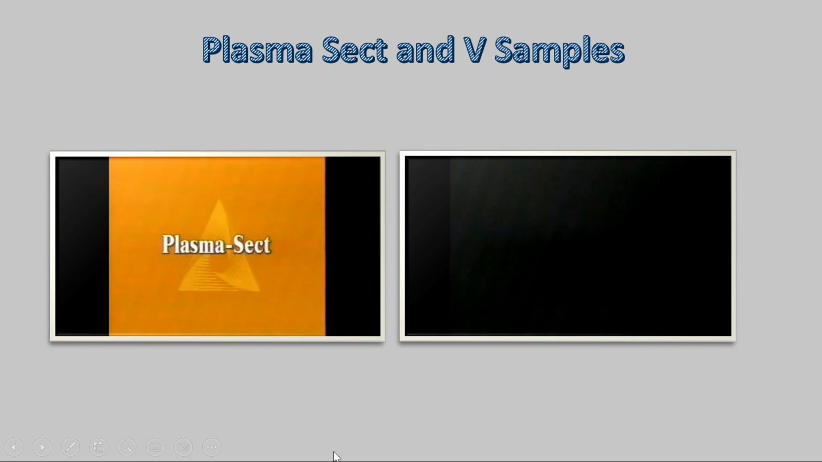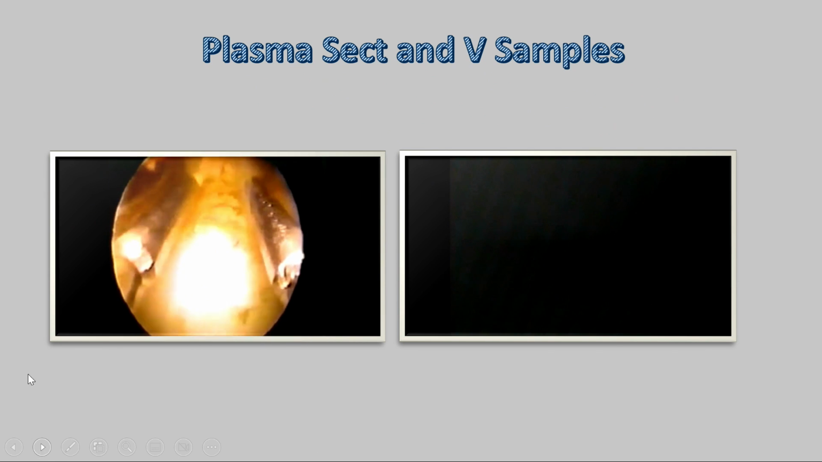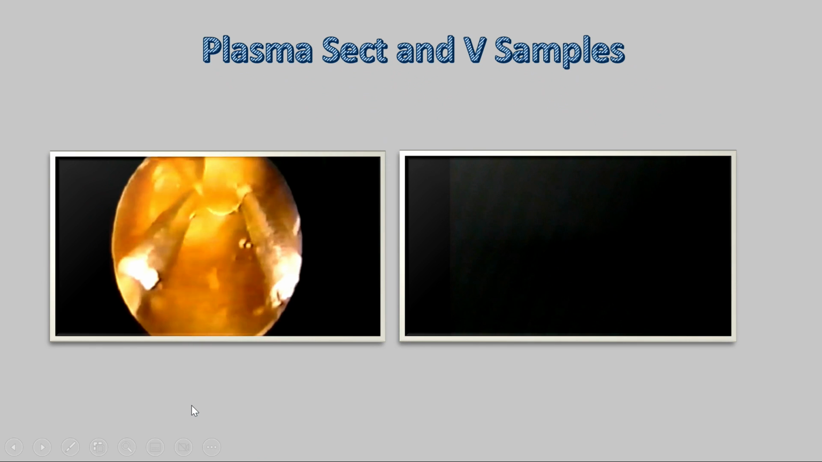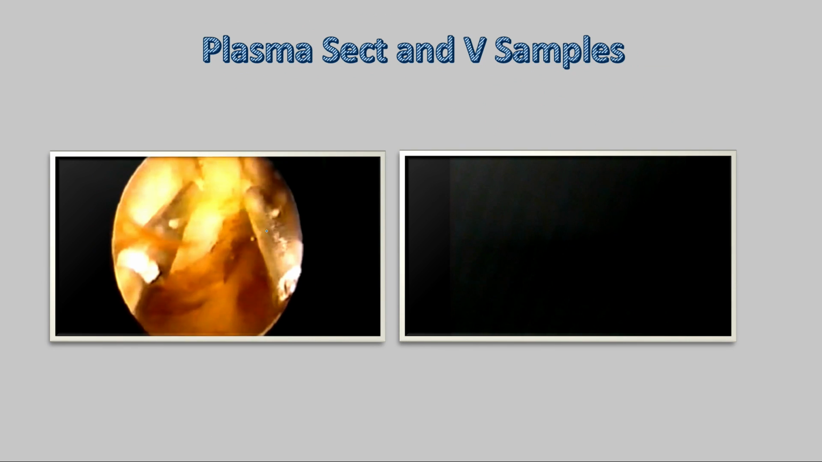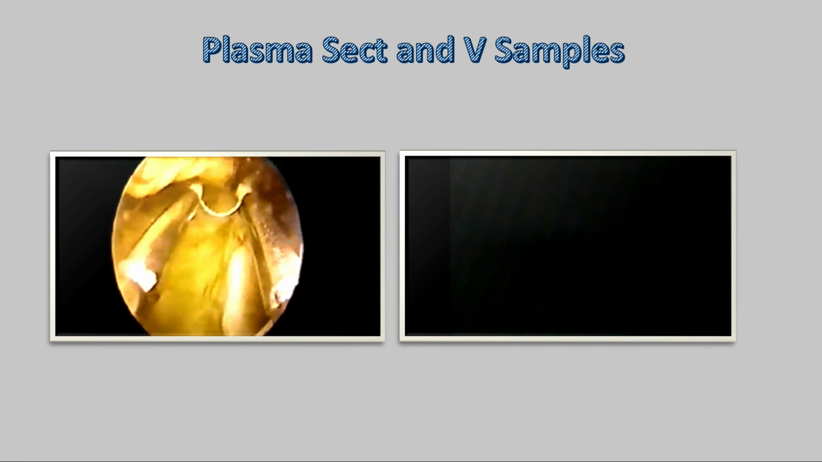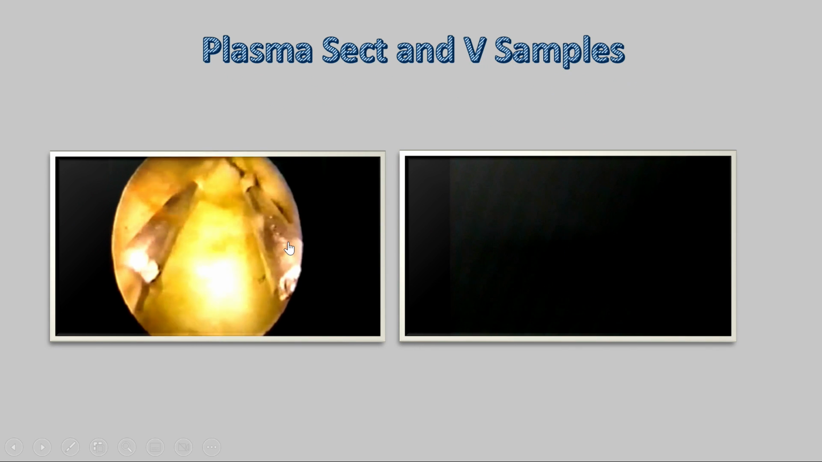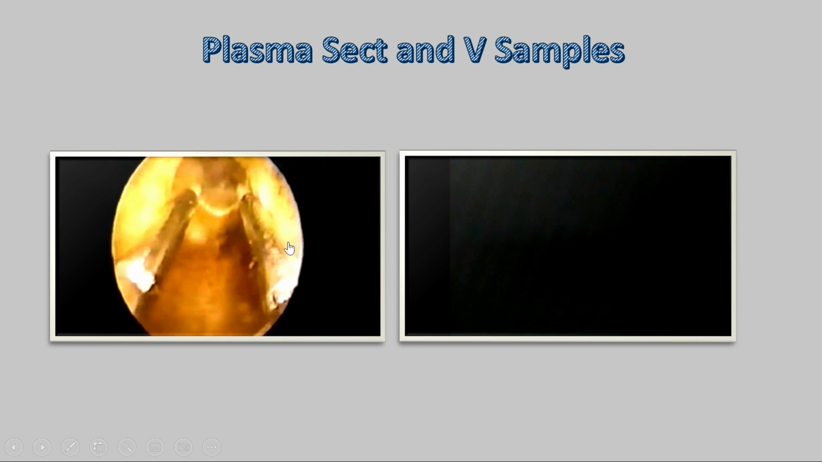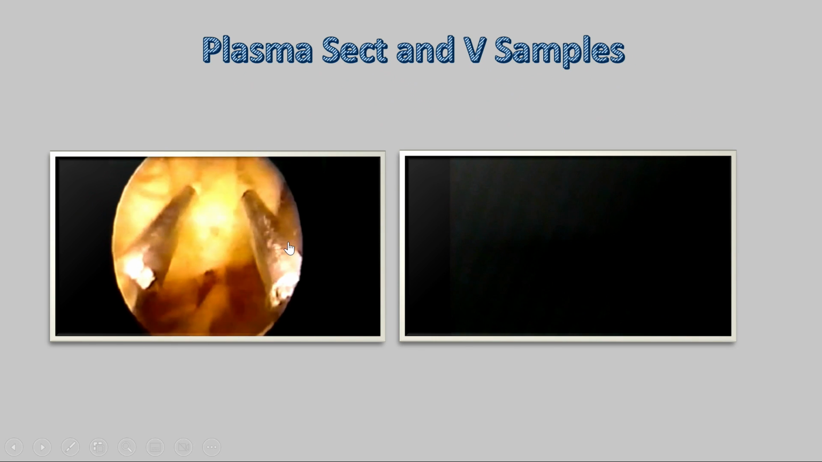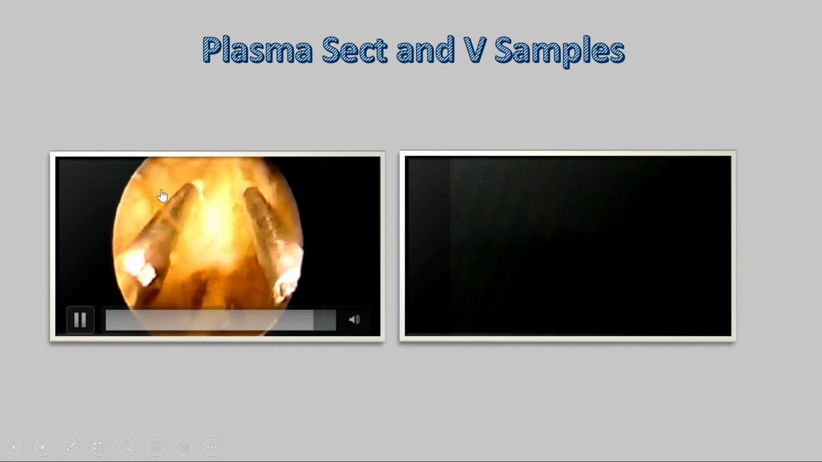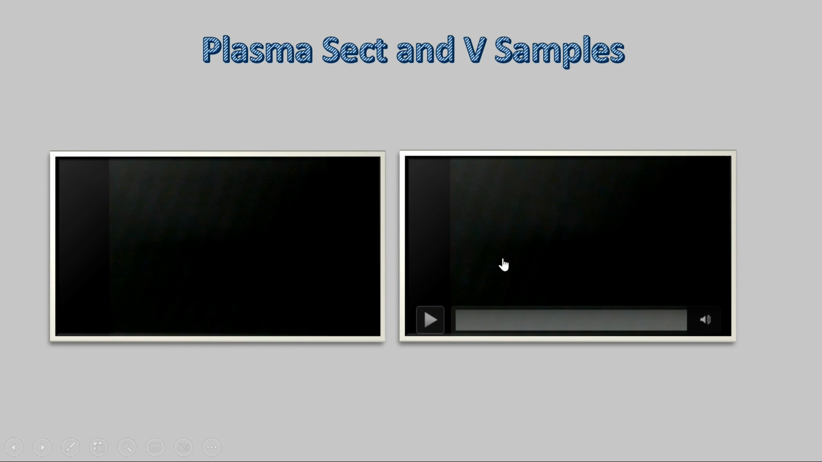Now, there are a few bipolar high frequency generators available, called Plasmasect and V-Sample. This is Plasmasect. Do you know they are such high frequency that they cut fantastically, and they use bipolar. They do not use glycine, they use normal saline. This is called Plasmasect, and this is called V-Sample.